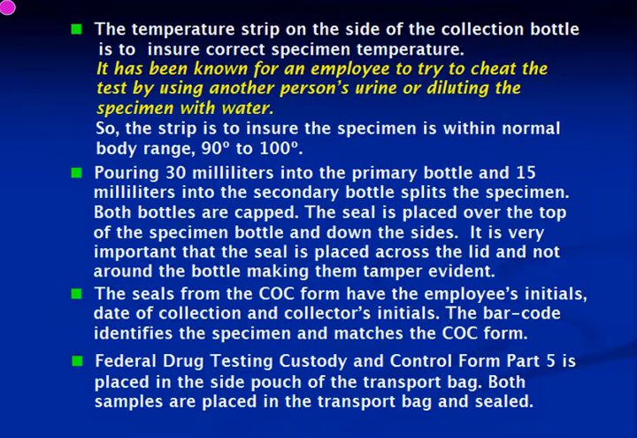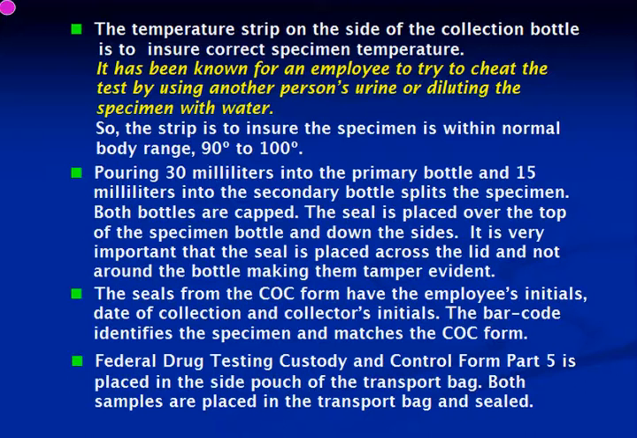Pouring 30 milliliters into the primary bottle and 15 milliliters into the secondary bottle splits the specimen. Both bottles are capped. The seal is placed over the top of the specimen bottle and down the sides. It is very important that the seal is placed across the lid and not around the bottle, making them tamper evident.